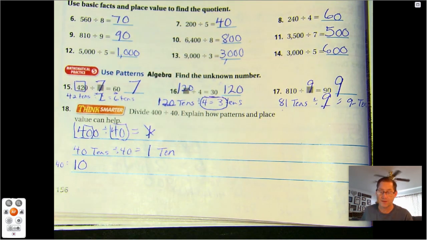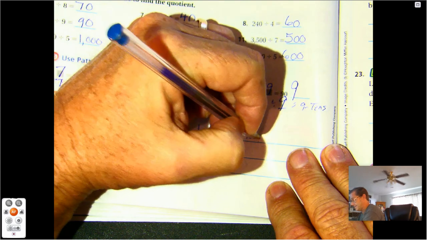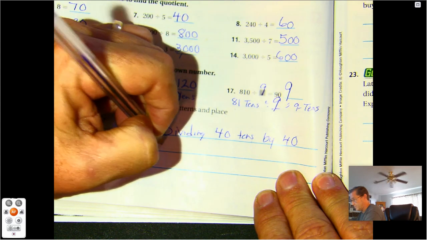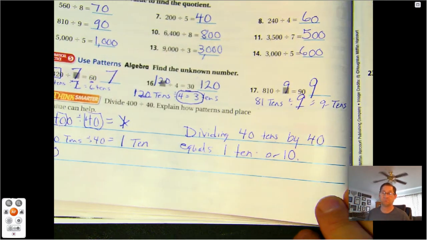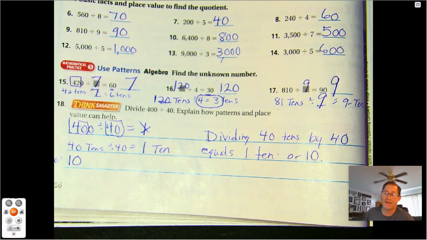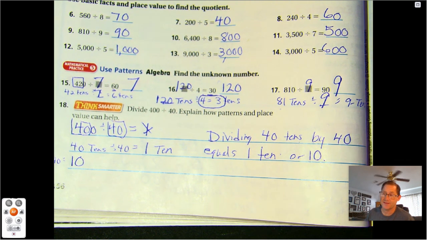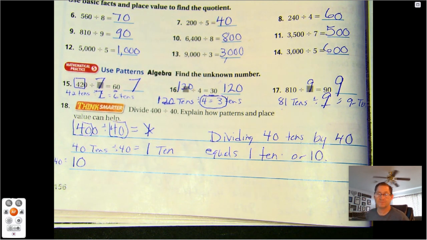And so dividing 40 tens by 40 equals 1 ten, or a value of 10. I suppose you could say divide 400 by 4 tens. And then the answer would be decreased by the same multiple of 10. I guess that would work. But so is recognizing that any number divided by itself is 1.